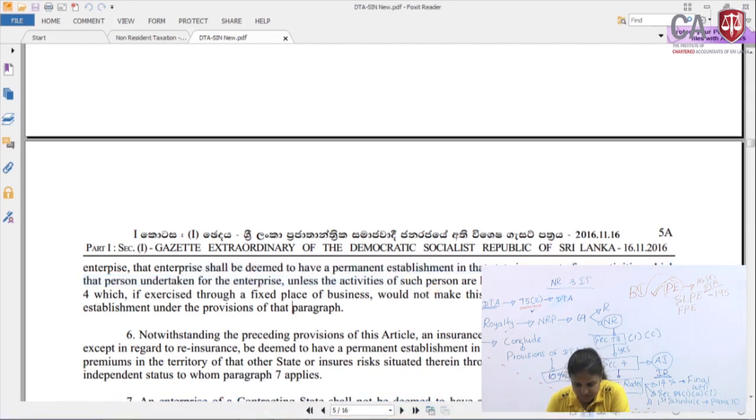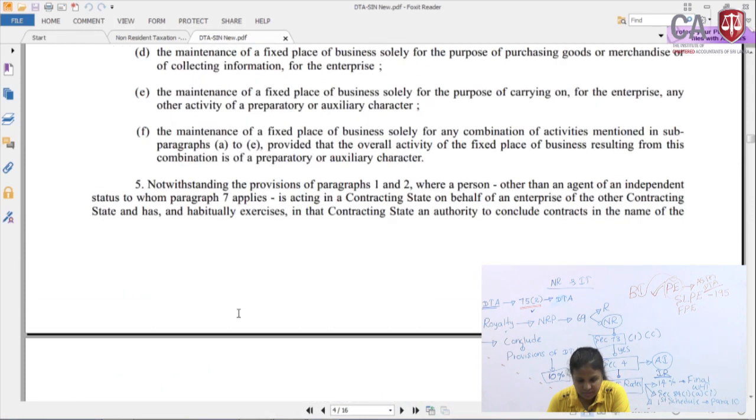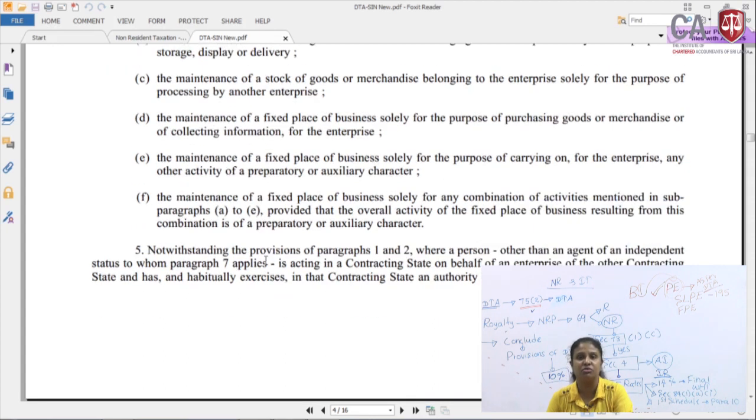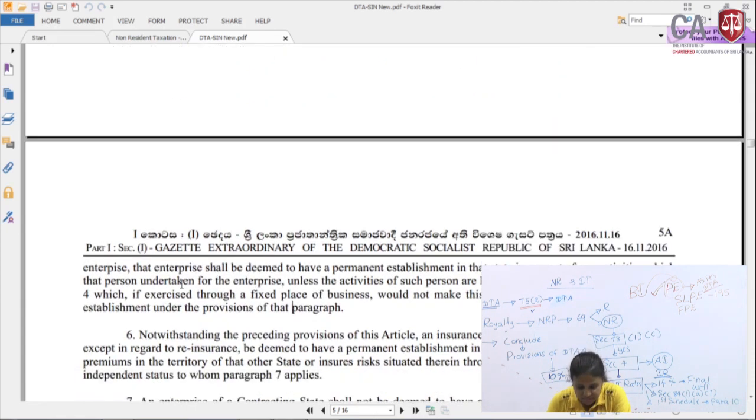Unless the activities of such person are limited to those mentioned in paragraph 4. In paragraph 4, it is given what is not included as a permanent establishment. If they are not included under those situations, then it is, if exercised through a fixed place of business, would not make this fixed place of business a permanent establishment under the provisions of that paragraph. Anything done under paragraph 4, which is the exclusion paragraph, has to be excluded. Other than that, the dependent agent is a PE as per the Sri Lanka-Singapore treaty, okay?